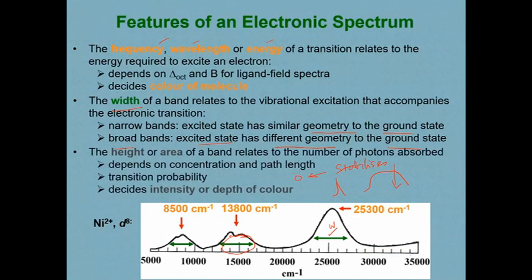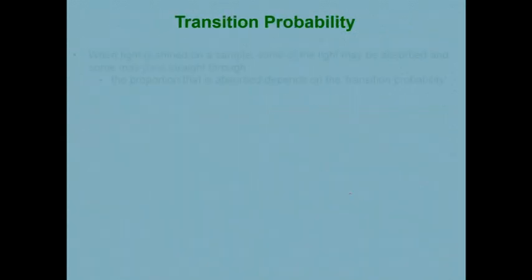The height of the area and band relates to the number of photons absorbed, and depends on the concentration, path length, and transition probability. It's very rare, this probability. For this, you have to look into the quantum chemical aspects, and that decides the intensity or the depth of the color. You can see these colors are changing from blue to purple to light purple.